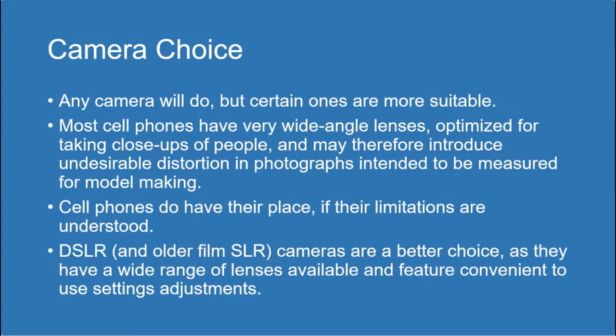First, I want to talk about the choice of cameras if we are taking the photos. Any camera will do, but certain ones are more suitable. Most cell phone cameras have very wide-angle lenses which are optimized for taking close-ups of people and may therefore introduce undesirable distortion in photographs intended to be measured for model making. However, cell phones do have their place if their limitations are understood. Digital single-lens reflex and older film SLR cameras are a better choice as they have a wide range of lenses available and feature convenient to use setting adjustments.